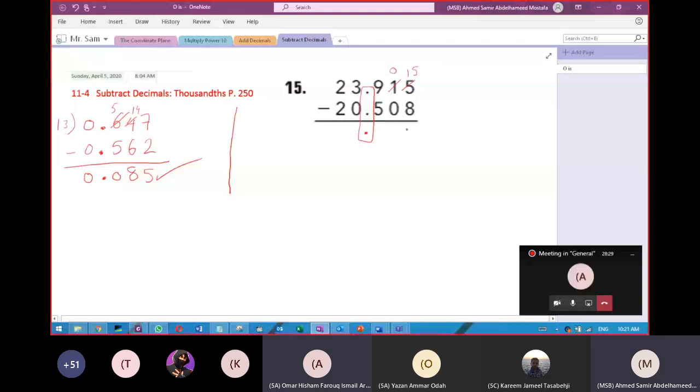Is what? 7. And 0 minus 0, 0. 9 minus 5 is 4, right? And then we have the decimal point, don't forget that. And then 3 minus 0, 3. And 2 minus 2 is 0. Of course, we don't need to write the 0 here. So the answer for us here would be 3.407 thousandths. Thank you very much, Omar.